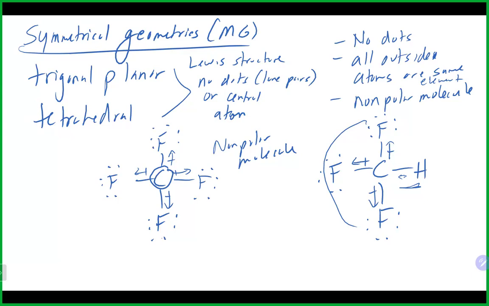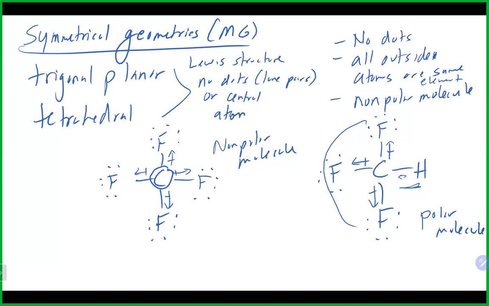And now instead of being nonpolar, because all the outside atoms are not the same, this will now become a polar molecule. So if you draw a Lewis structure, no dots on the central atom, everybody on the outside is the same element, pretty safe bet to go nonpolar molecule on it. If you draw a Lewis structure, no dots on the central atom, but everybody on the outside is not the same element, pretty safe bet to go polar molecule on that. You're going to have some type of unequal distribution of it.